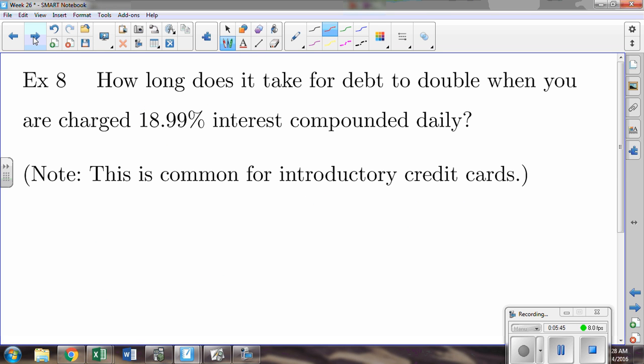Well, let's look at it the other way. What if you're not investing money? What if you owe money for something like student loans or credit cards? How long would it take for your debt to double if you were charged an 18.99% interest rate compounded daily? And by the way, credit cards all do daily compounds. They always do it. And an almost 19% interest rate is pretty common for your first credit card because you don't have a credit history, so they kind of screw you over.